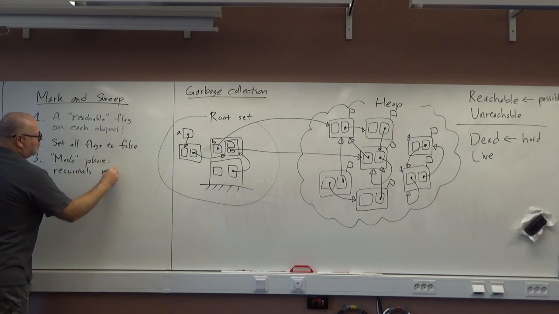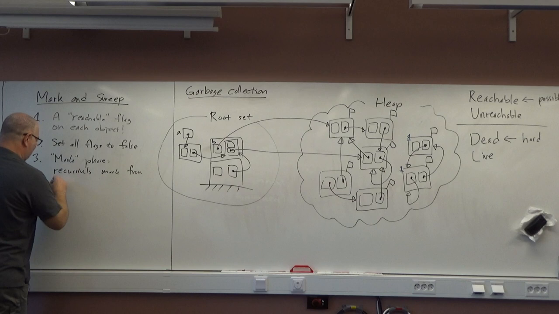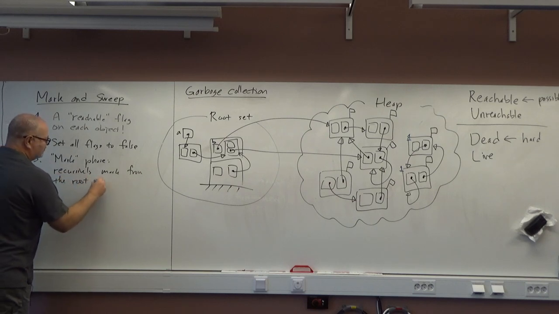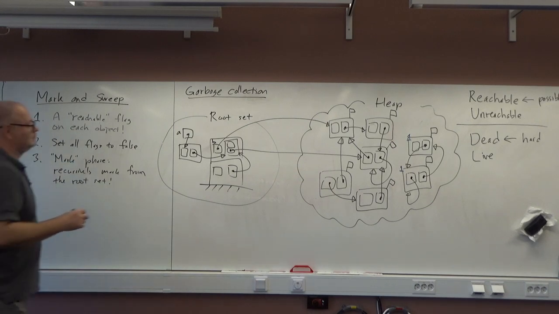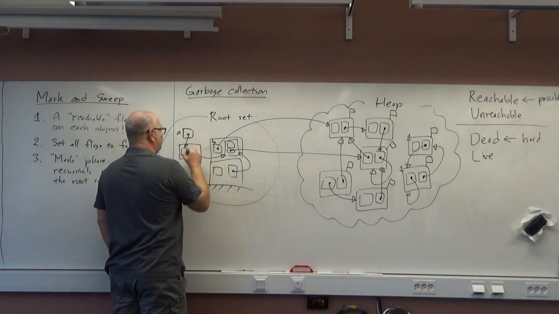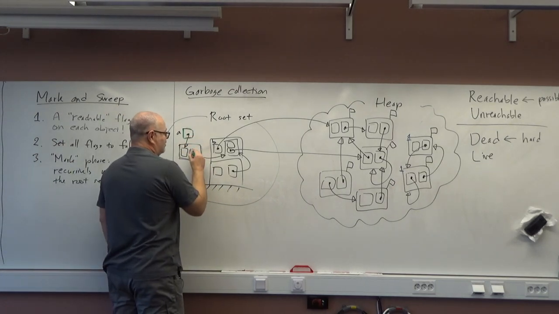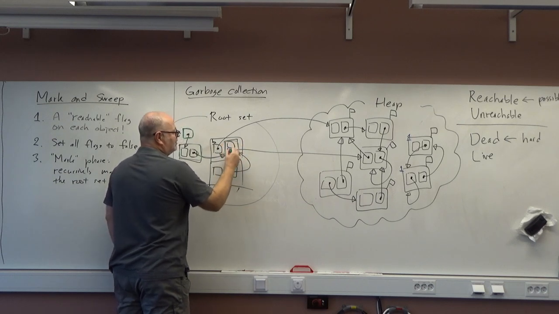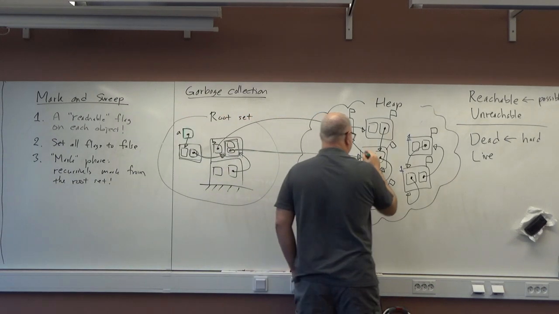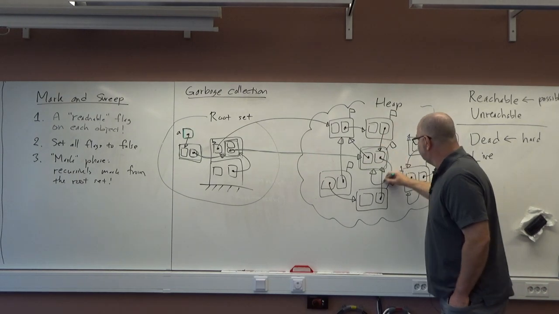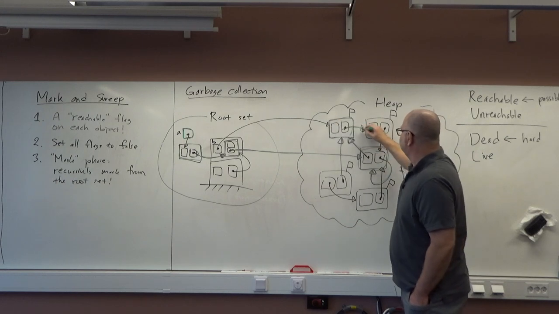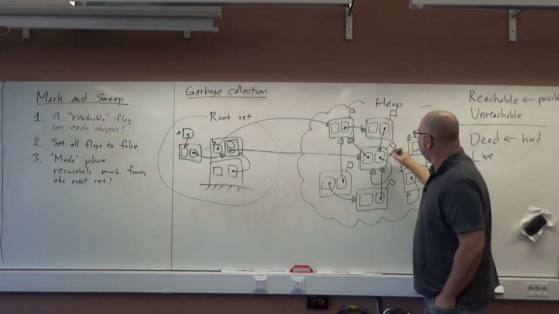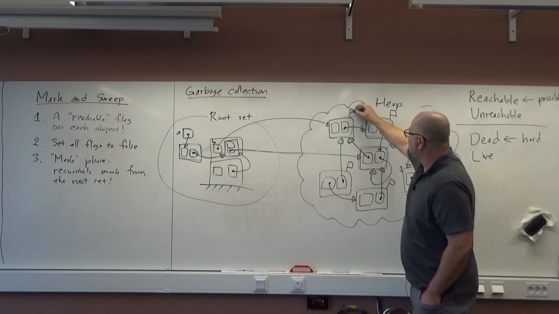Recursively mark from the root set. And what do I mean by recursively mark from the root set? Well, start at the root set. Follow all pointers. Now I get here, now I get there. Here I have one. I get there. I have one pointer there. I have one pointer there. Now I'm here. I have one pointer there. Now I'm there. And while doing this, mark all these objects.